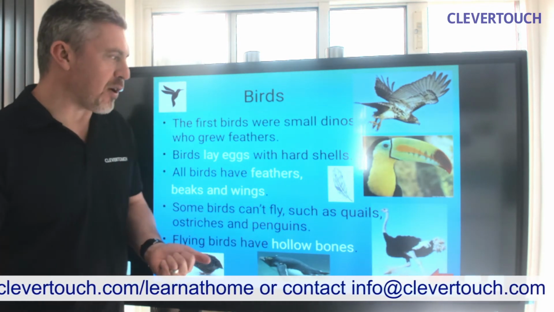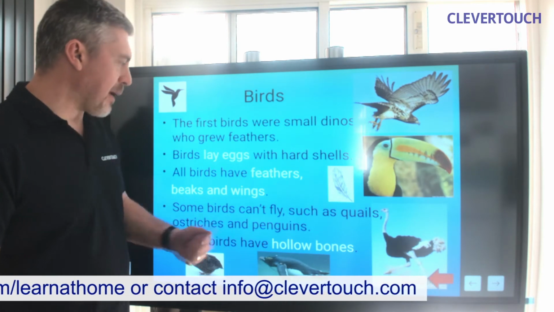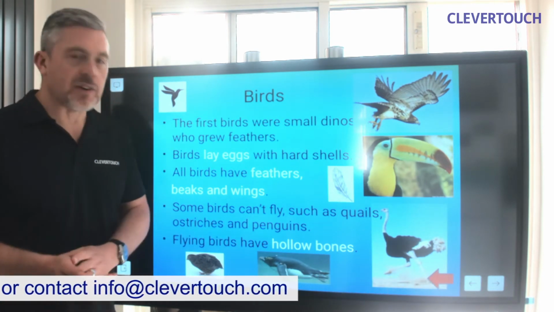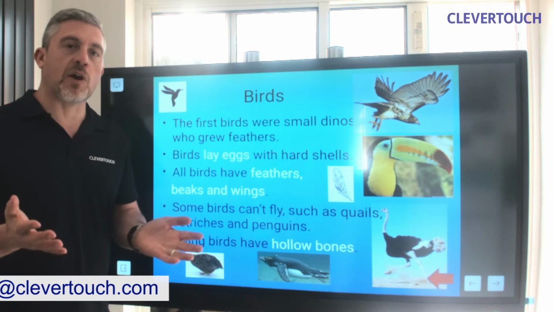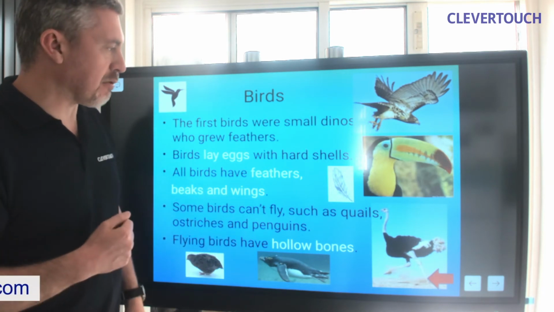Some birds can't fly, such as quails, ostriches, and penguins. Flying birds have hollow bones. Makes them lighter so that they can fly and lift off from the ground.